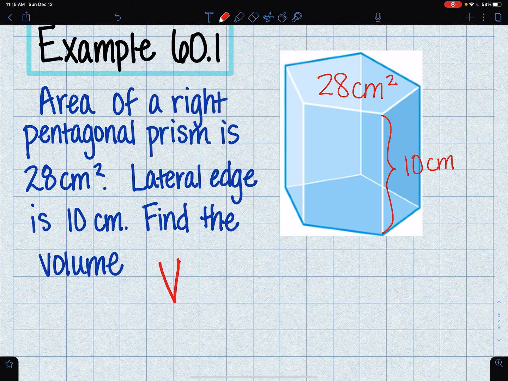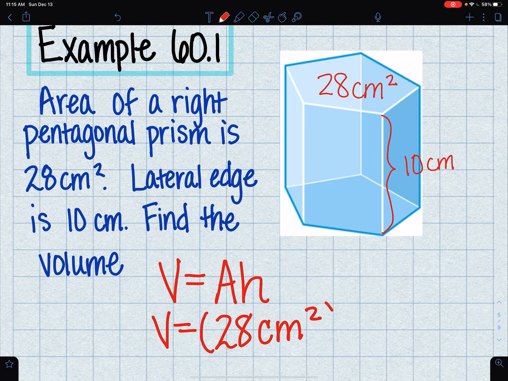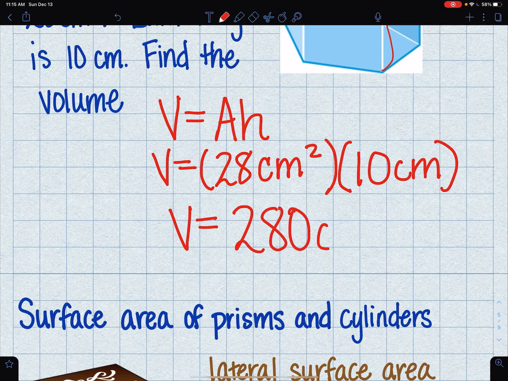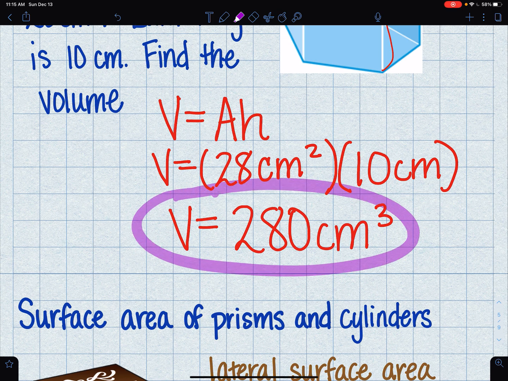Now, the volume is like a cup of refreshing cold water. The volume is equal to the area of the base, which is 28 centimeters squared. Don't forget your units, times the height, which is 10 centimeters. So what am I going to get? I'm going to get 28 times 10, 280 centimeters cubed. And this is my final answer. I'm sticking to it. And luckily, that's the same answer that they got in the book. So easy peasy, right? You can calculate the volume of prisms or cylinders now.